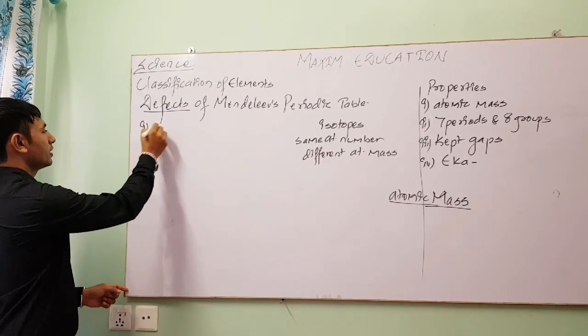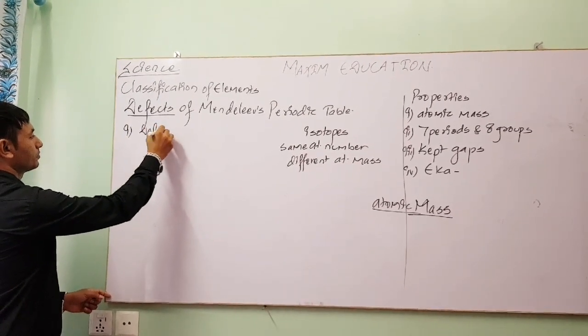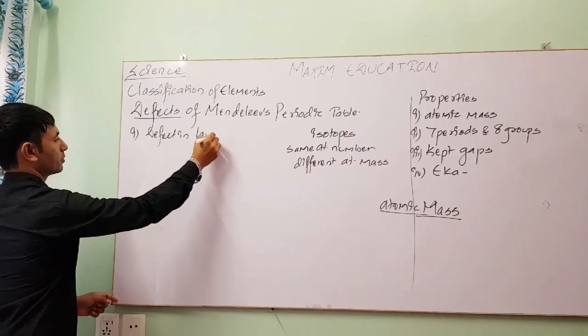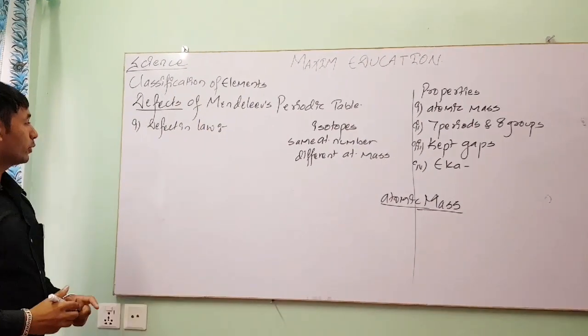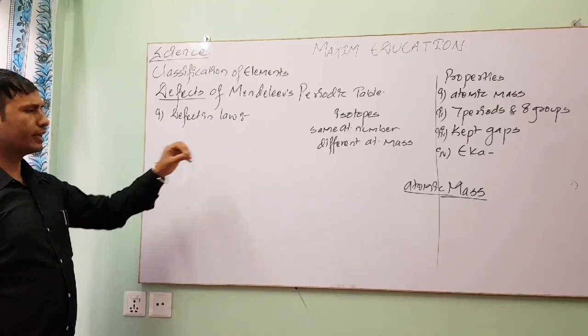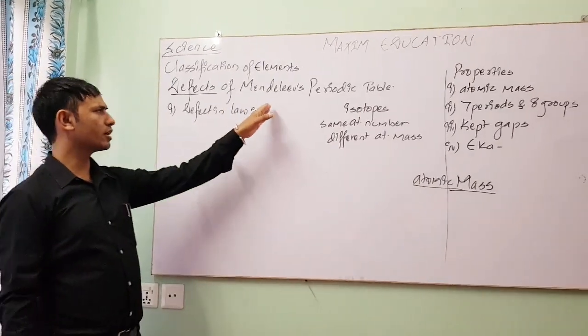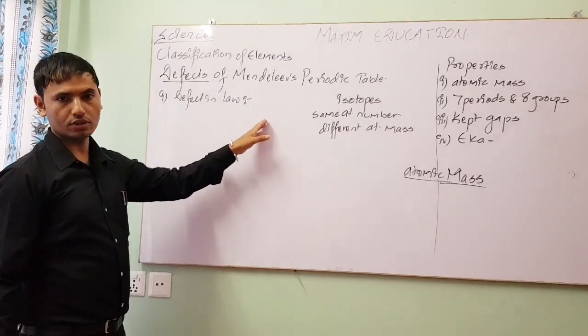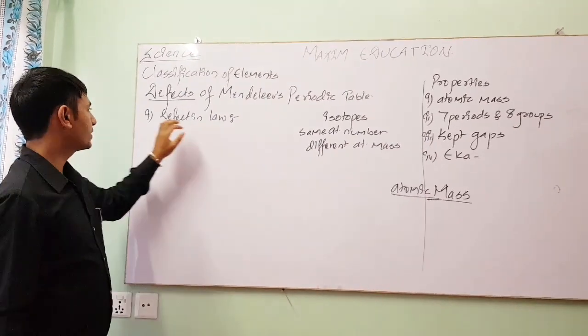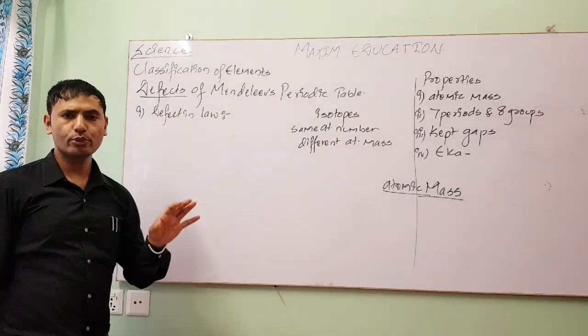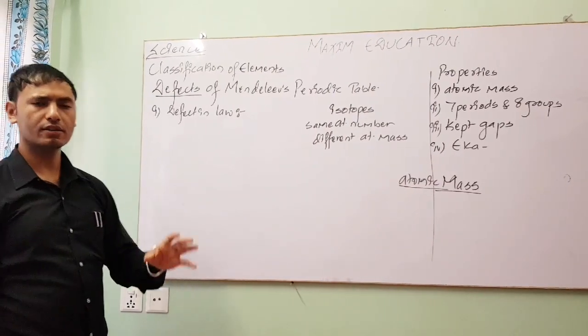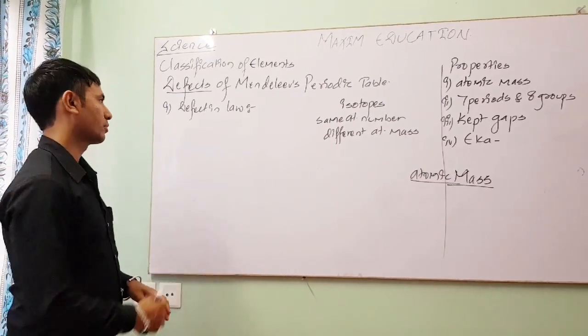First, defect in law. You can write defect in law into two different points, position of hydrogen and position of isotopes, according to your will. But if you write defect in law as one point, then you need to explain both the position of hydrogen and the position of isotopes.